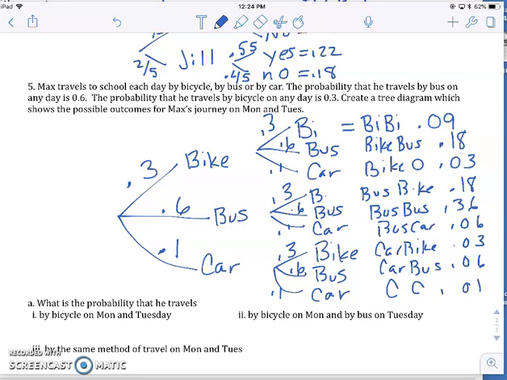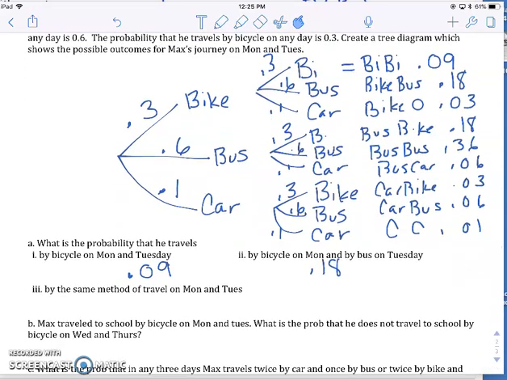Hopefully, if we did this right, all of those should add to 1. All right, so we got it. What is the probability that he travels by bicycle on Monday and Tuesday? Bike, bike, 0.09. By bicycle on Monday and by bus on Tuesday, bike, bus, 0.18. The same method: bike, bus, car. If we add those together, we got 0.36, 0.45, 0.46.